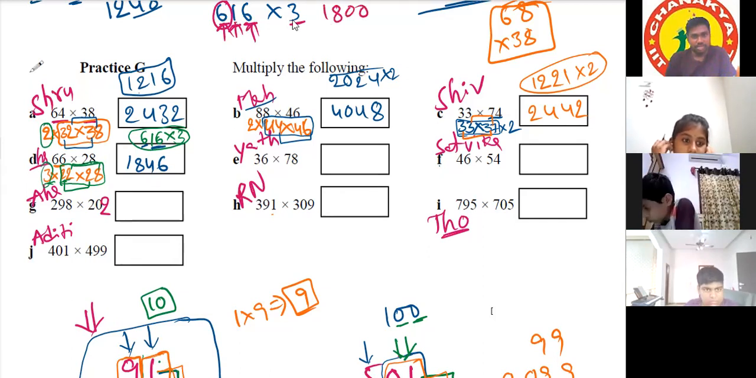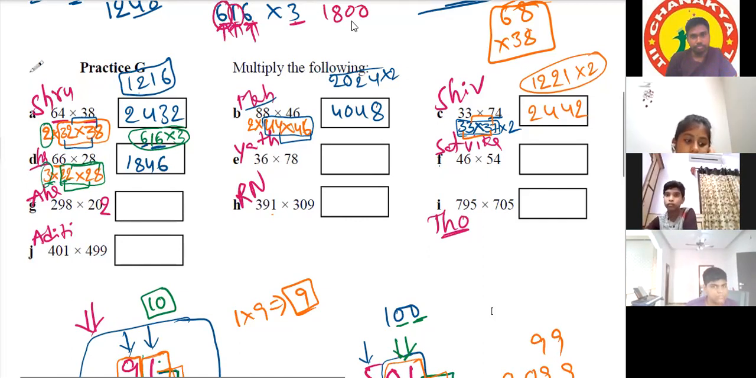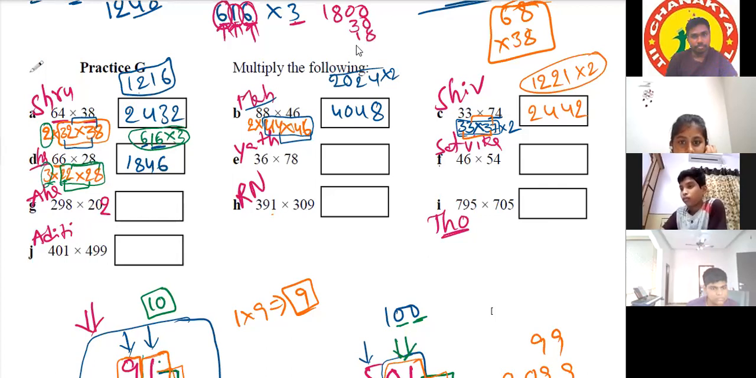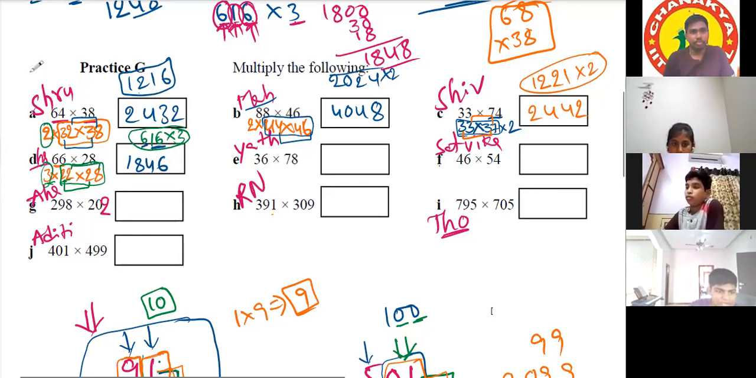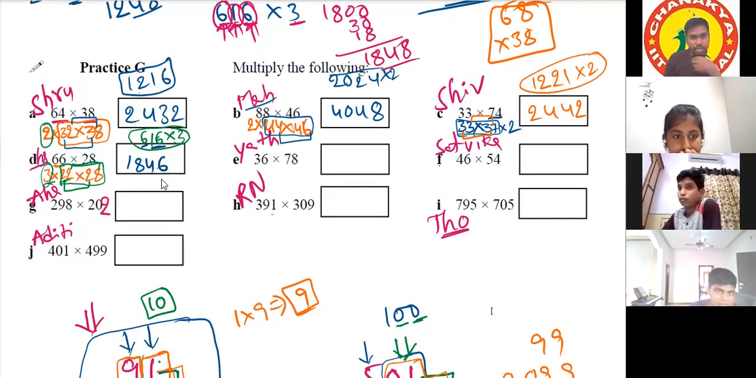If you can do 16 threes directly, you can do. Otherwise, 10 threes are 30. 6 threes are 18. Adding all, 48. Okay, sir. Right. Yadharth, ready? Sir, you wrote here 1846. Is it 1846 or 1848? 16 threes are 48. Sorry, it is 1848 only.